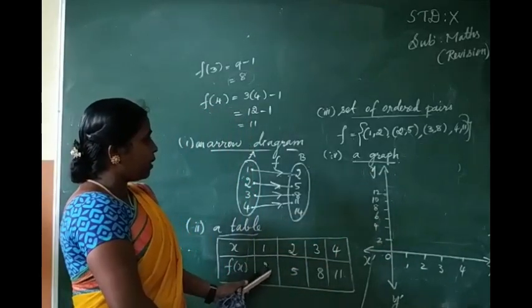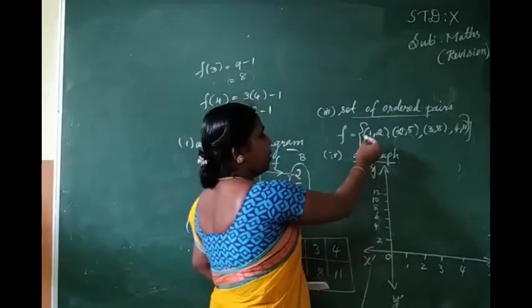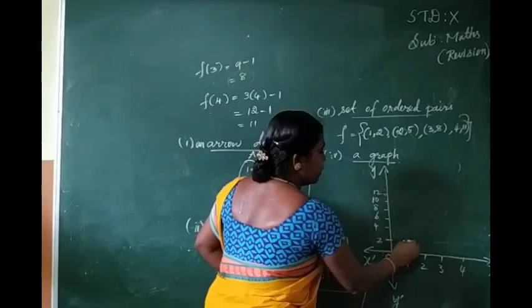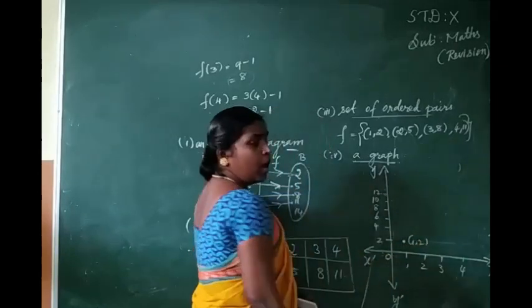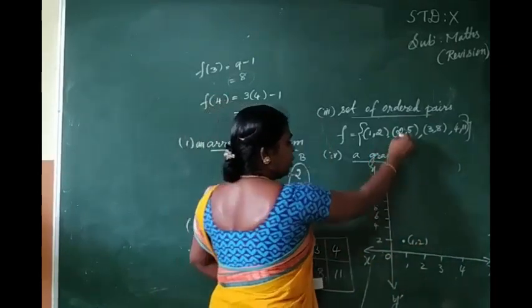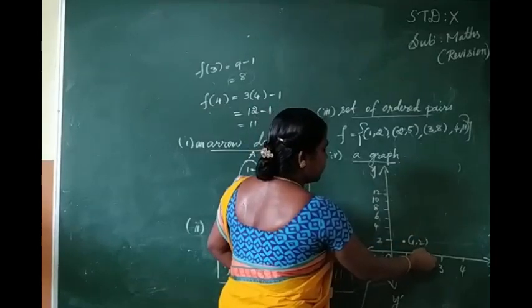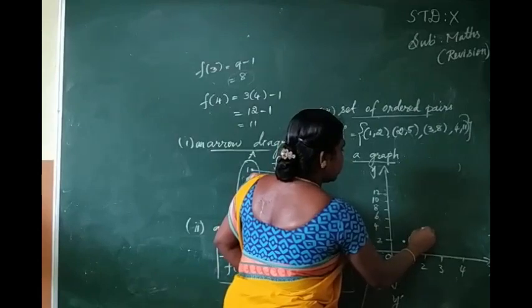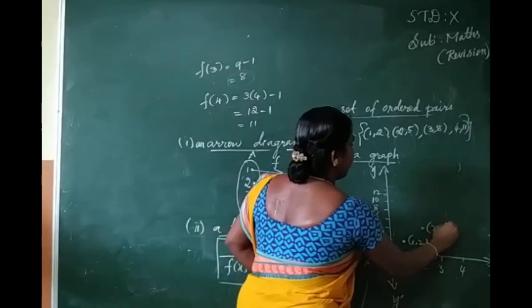When x equals 1, otherwise you see here in the set of ordered pairs, x is 1 and y is 2. So when x equals 1, the value of y is 2. So you have to write 1, 2. Okay, next when x equals 2, the value of y is 5. So 5 means in between 4 and 6. So okay, 2, 5.